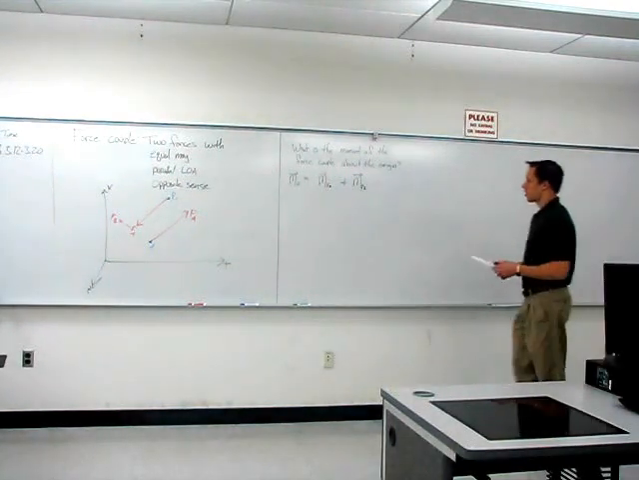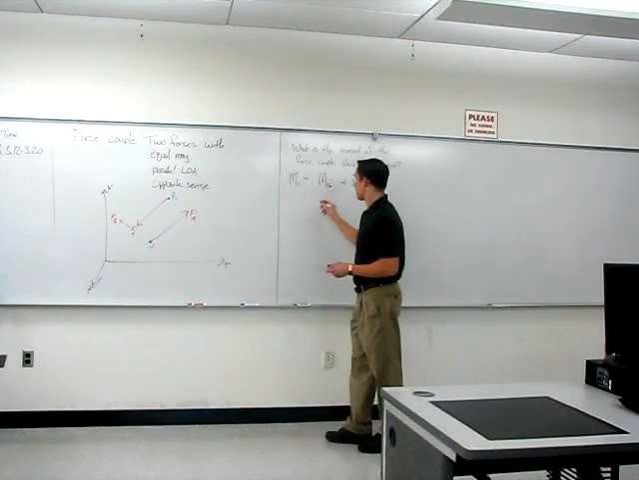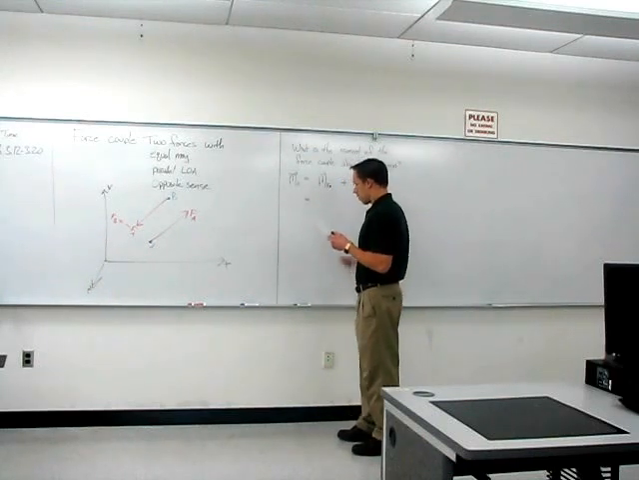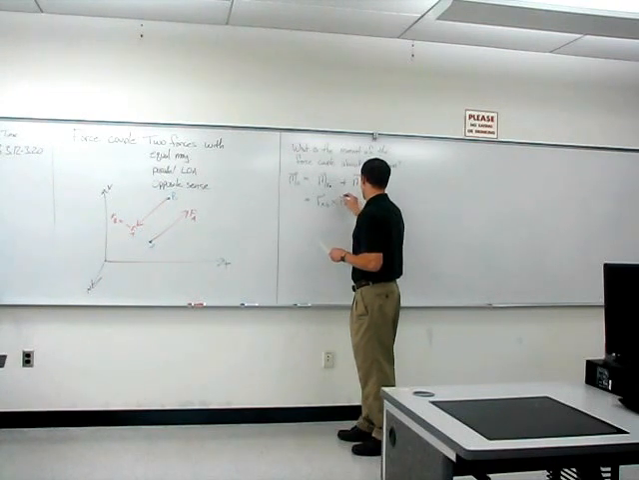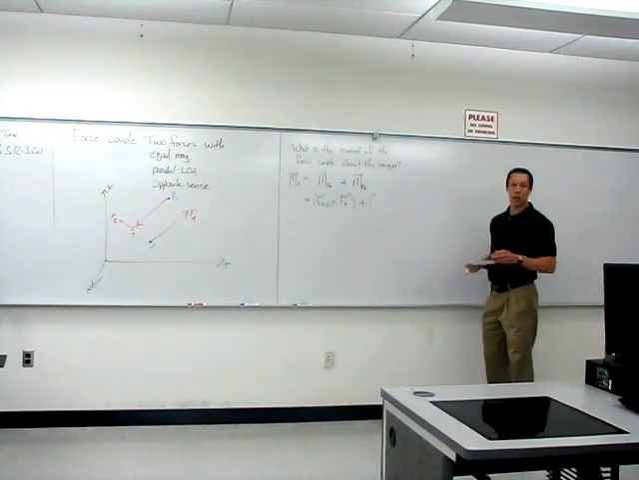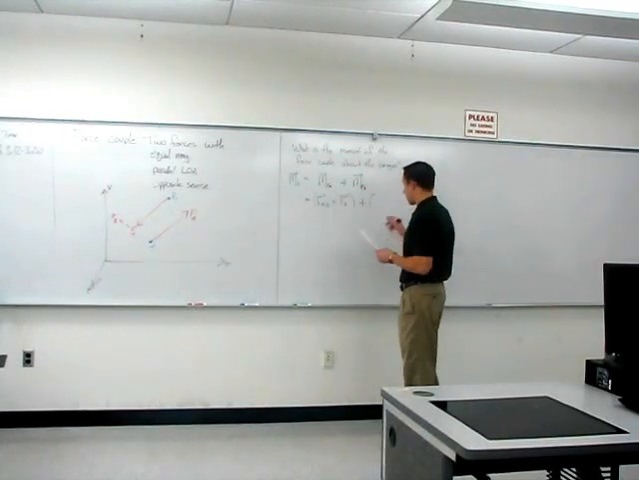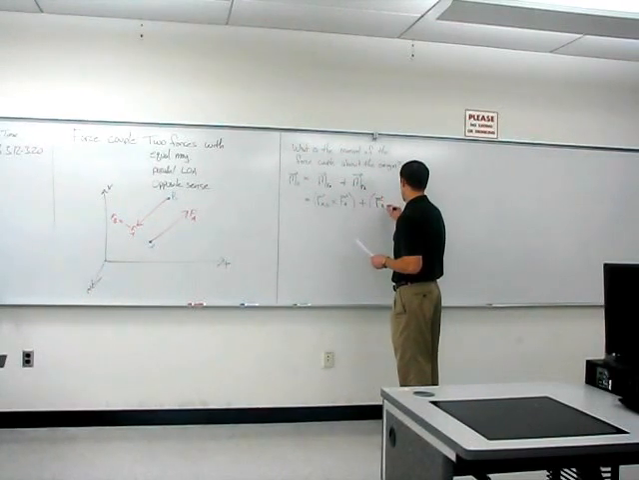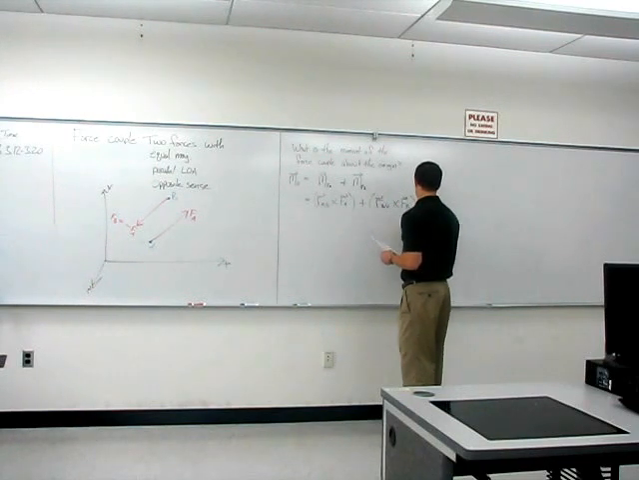So the moment about the origin for FA, well, we would say that's the position of A with respect to the origin cross the force that's applied at A, plus the moment for the force FB. We would just say that's the position of B with respect to the origin cross FB.